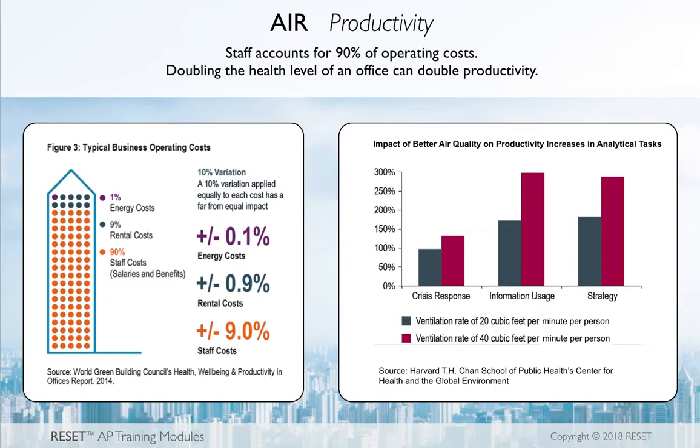So what's so significant about this then? If we know that 90% of companies' cost is its staff, its people, and then according to the Harvard study, the COGfx study, a doubling of the quality of air can double productivity for certain tasks.